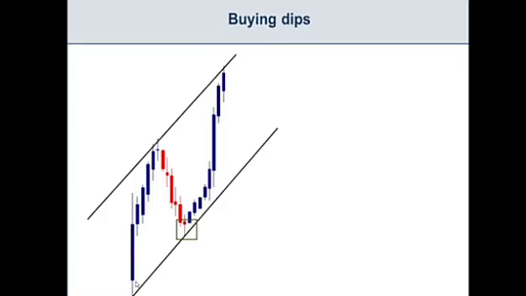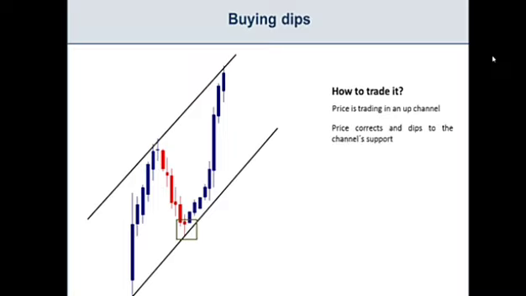So when price is trending inside of a channel, it will go on a directional wave, then a correctional wave, then a directional wave, and then a correctional wave. But how do we trade this? Price is trading in an up channel. Price corrects and dips to the channel support like we see right here. Then the long entry is after the rejection of this support and continuation to the upside. You need to use candlestick formations and chart patterns to get confirmation. And here we have a doji that tests the channel support and then a blue bar that gives us the continuation to the upside of the move.